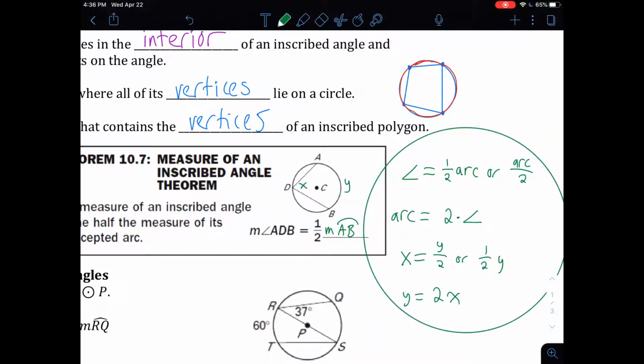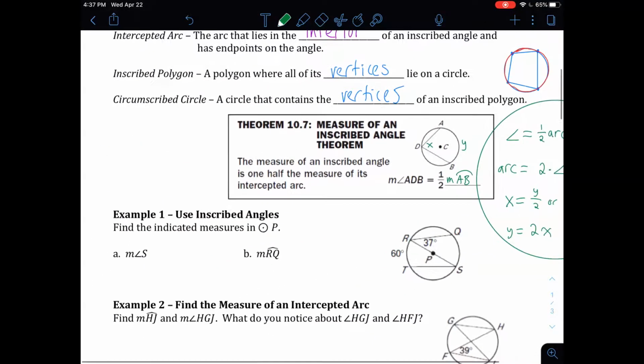Okay, so this is the shortcut. If you have an angle that's inscribed on a circle like this, meaning it lands on the circle, the angle is going to be half of its arc, the big arc on the outside here, and the arc is going to be double this angle. It goes both directions. So we're looking for the measure of angle S. Use inscribed angles.